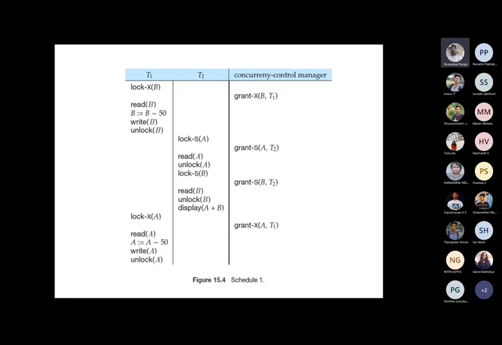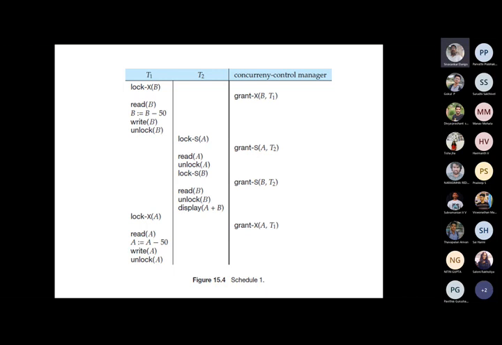So what is the value of A? A is 100, right? 150, and 150 minus 50 will be 100, and then it will be unlocked. So at last, both values should be 100, 100. Sorry, I think you are wrong, Supriya. And the A value is going to be 100, right?